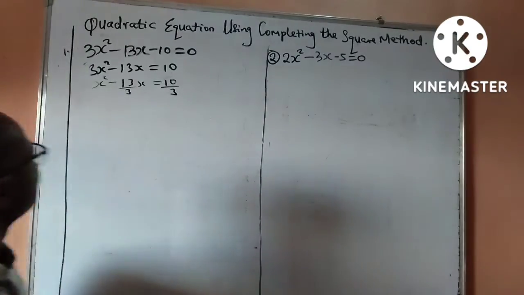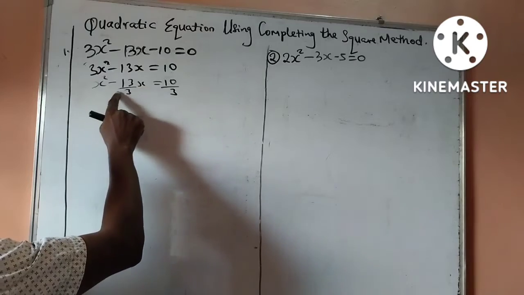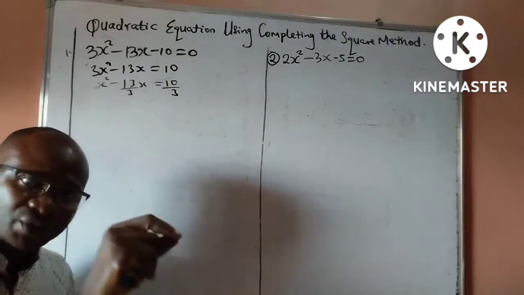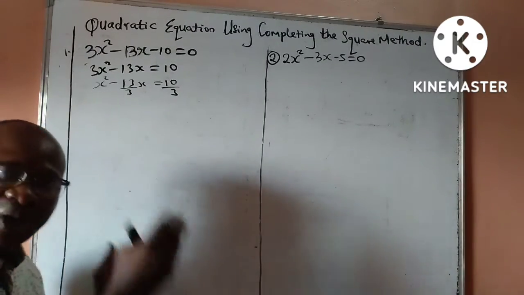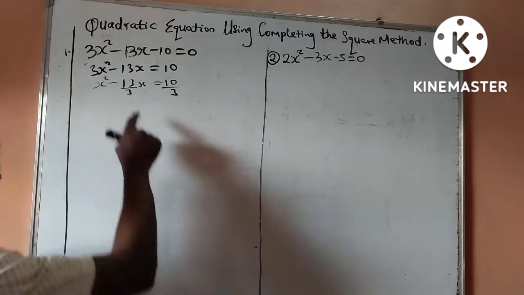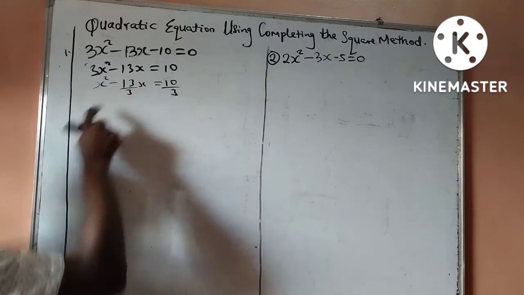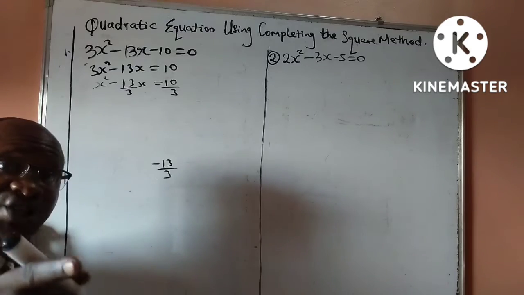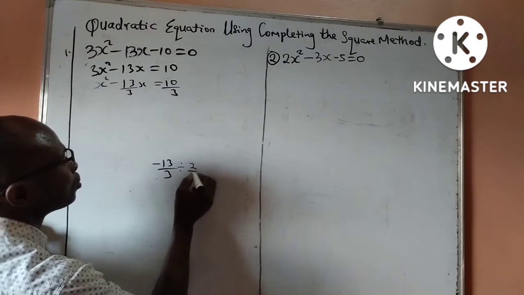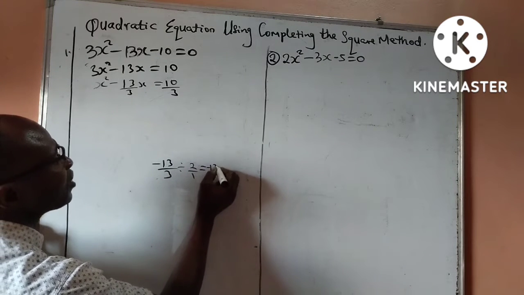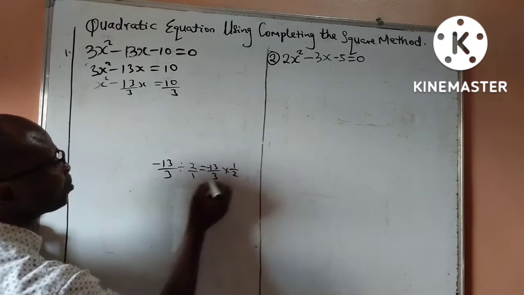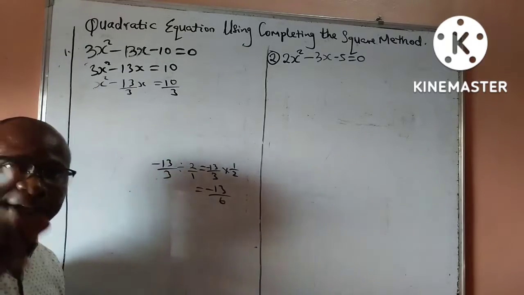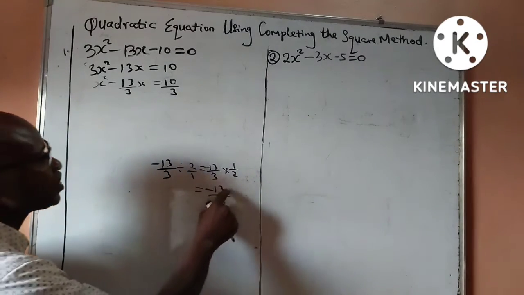Now, the third one is I will come to this x, take the coefficient of x, and divide it by 2. After dividing it by 2, I will raise it to power 2. I will add it to the right hand side and also add it to the left hand side. I repeat it. I will come to x and find the coefficient of x, and the coefficient of x there is minus 13 over 3. I will divide that minus 13 over 3 by 2, which is the same thing as minus 13 over 3 times 1 over 2, and it is going to give me minus 13 over 6. So, if I divide the coefficient of x by 2, I will get minus 13 over 6.